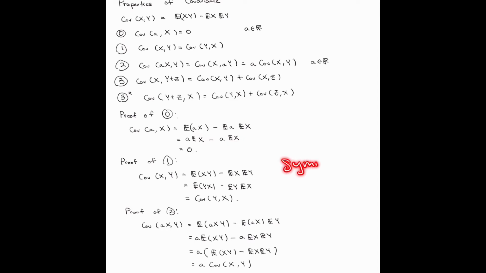Now for the symmetry property. We want to show covariance of x and y is equal to covariance of y and x. Again, we just apply the definition of covariance. So this first line is straight from the definition. Now note that you can switch the order of x and y, it doesn't matter. So E of xy is the same thing as E of yx. Now we can switch the order of the products: E of x times E of y is E of y times E of x. But this is just covariance of y and x by reverse applying the definition of covariance. So property 1 is proven.